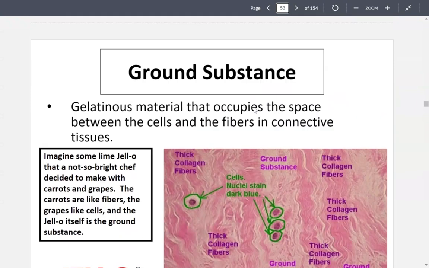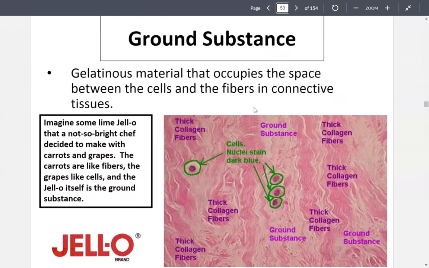All right, now all of these fibers and cells are going to be embedded in a substance known as ground substance. What is ground substance? Ground substance is a gelatinous material that occupies the space between these cells and fibers in connective tissue. Think of it like Jell-O. As an example, think of it as a Jell-O mold.